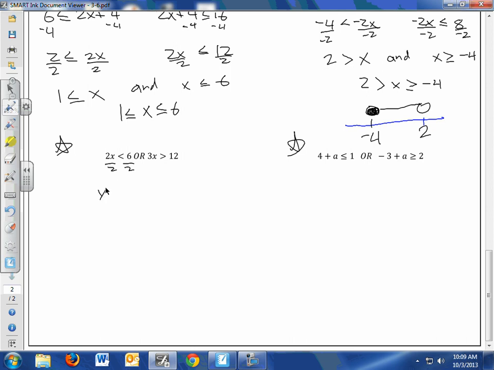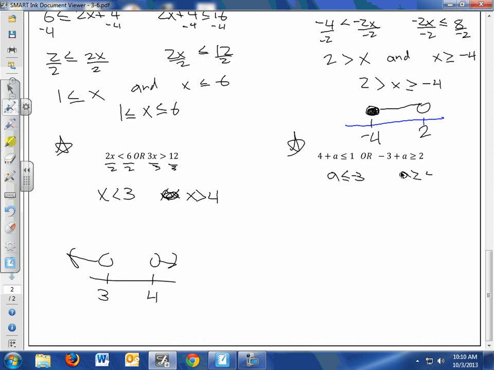For this inequality, I divide by 2. For this inequality, I divide by 3. On my number line, I have open circles with arrows going opposite ways. Here, subtract 4. Here, add 3. On my number line, I'd have closed circles going opposite ways.